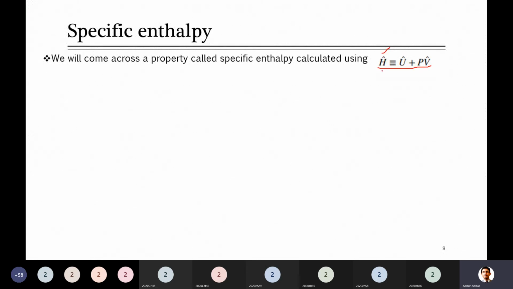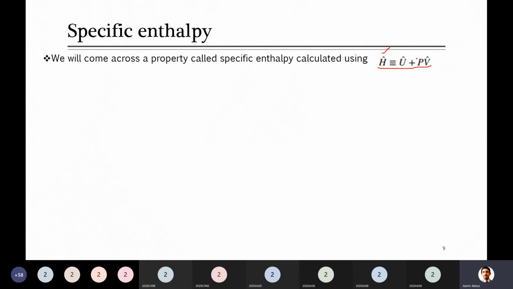So here he said specific enthalpy. Due to this, he has put a cap on all of these. Specific enthalpy is enthalpy per unit mass, this is internal energy per unit mass, and this will be P times V per unit mass, the specific volume. So we will use this to simplify our equation.